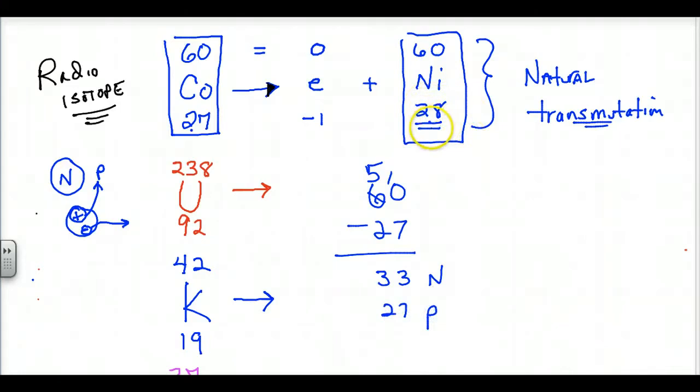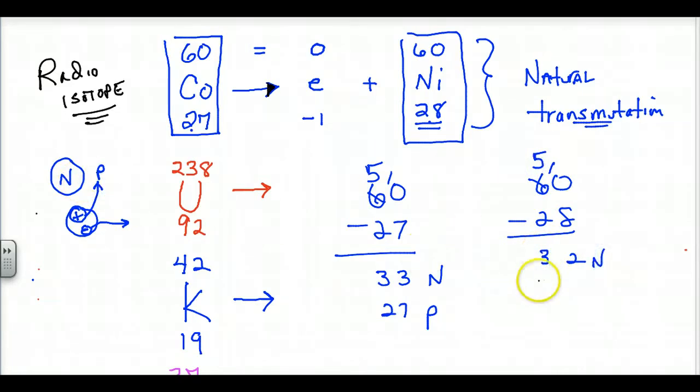Here, we had 60 minus 28, which is 32. So notice the neutrons went down. Well, of course they went down. A neutron split into a proton. So this is 32 neutrons in the nickel, and you've got 28 protons. So if you notice, the ratio improved. This was a high 33 to 27 ratio, now it's 32 to 28.